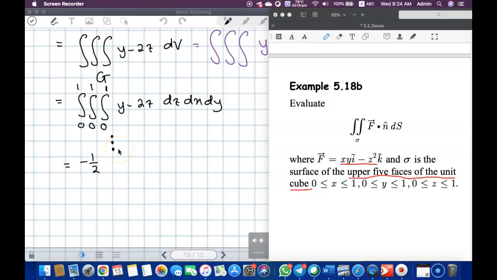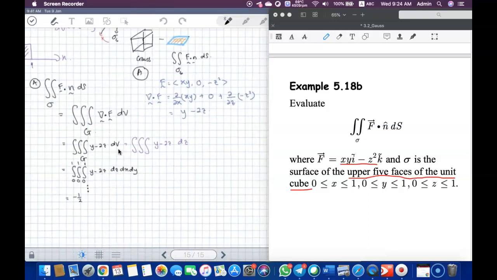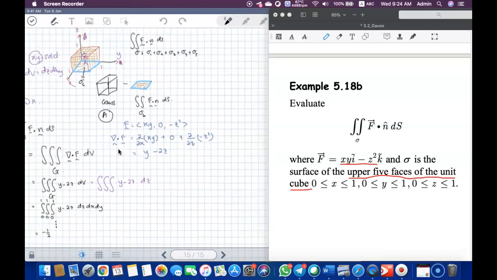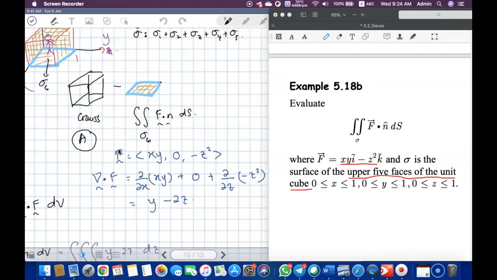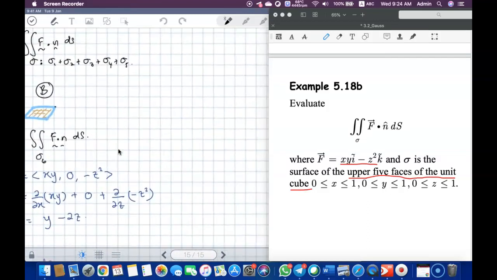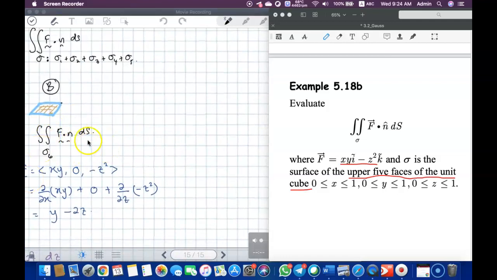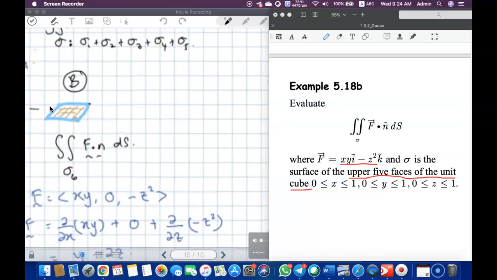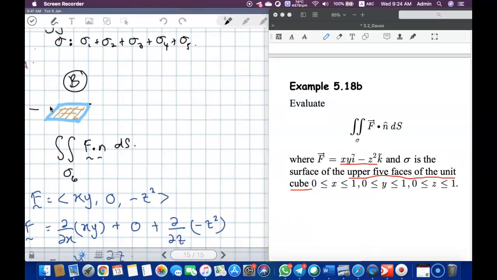Okay, so next we are going to calculate the second one, B. Now we compute for the second one, where you need to obtain the surface integral for this particular surface. So you have to determine what is the equation of the sigma 6.